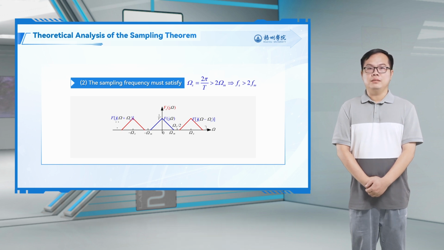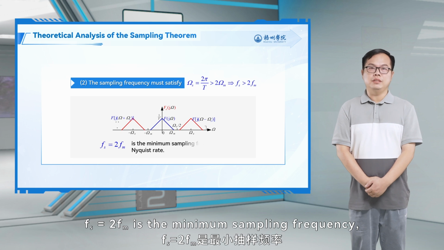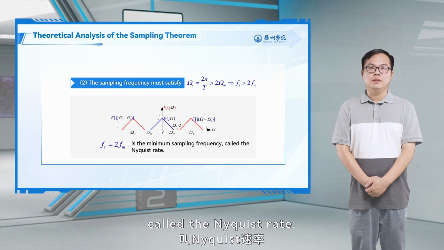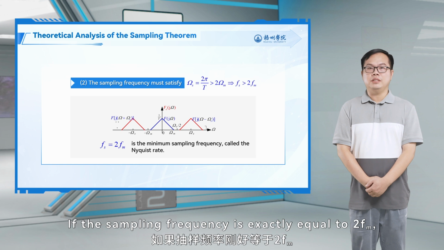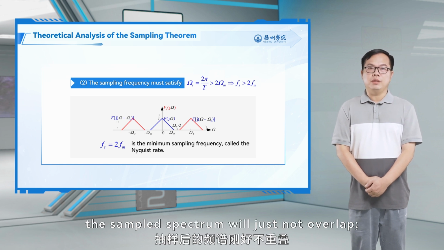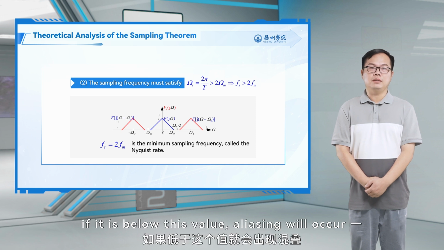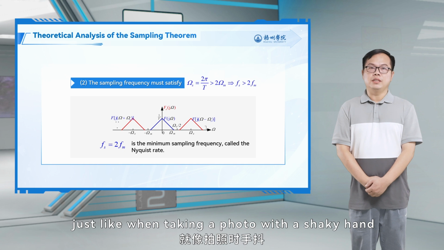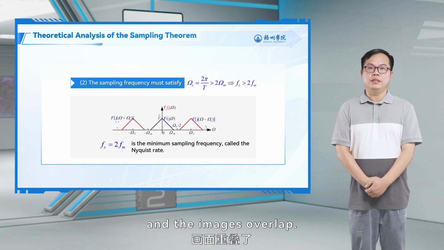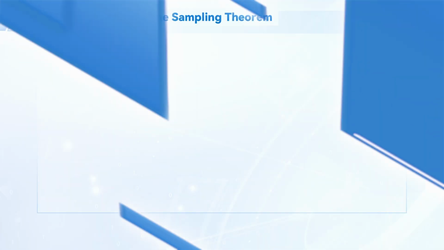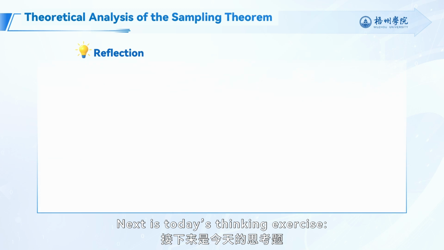Special reminder: fs equals 2fm is the minimum sampling frequency, called the Nyquist rate. If the sampling frequency is exactly equal to 2fm, the sampled spectrum will just not overlap. If it is below this value, aliasing will occur, just like when taking a photo with a shaky hand and the images overlap. Next is today's thinking exercise.